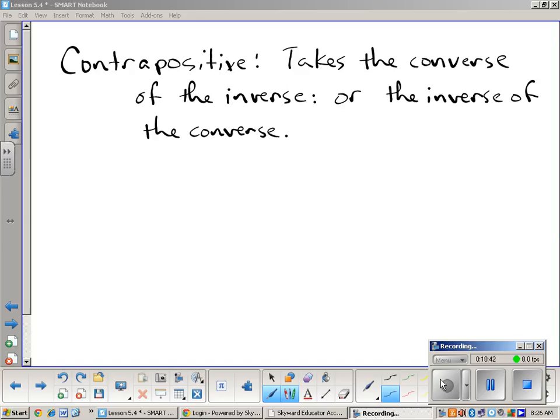So the contrapositive takes the converse of the inverse, or the inverse of the converse. Either way, we get the same statement. If we negate both the hypothesis and conclusion of the converse of a statement, we get the contrapositive. Or if we negate both the hypothesis and conclusion of our original statement and then write it as its converse, we would still get the contrapositive. So what we're going to do to find the contrapositive is take the converse of the inverse, or some of you might prefer to think of it as the inverse of the converse. For me, it's usually easier to think of it the first way, but it doesn't matter. They both will end up exactly the same place.